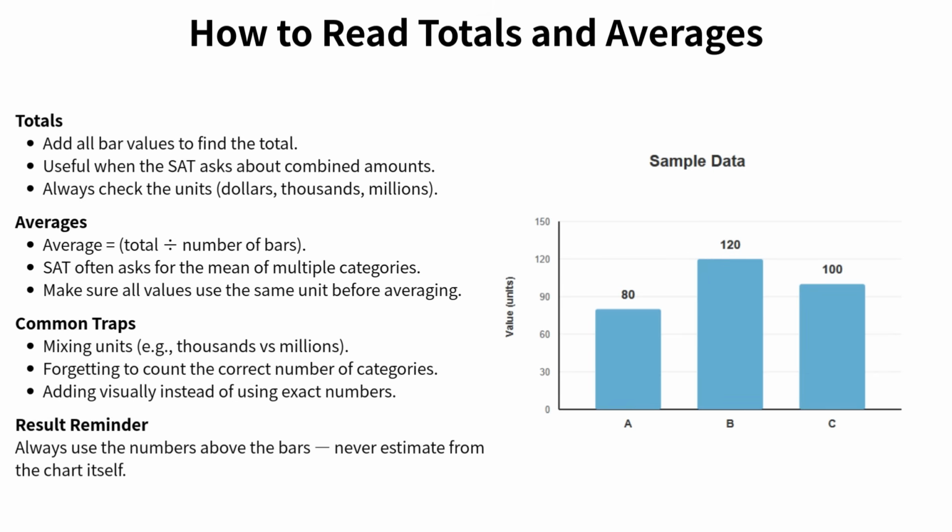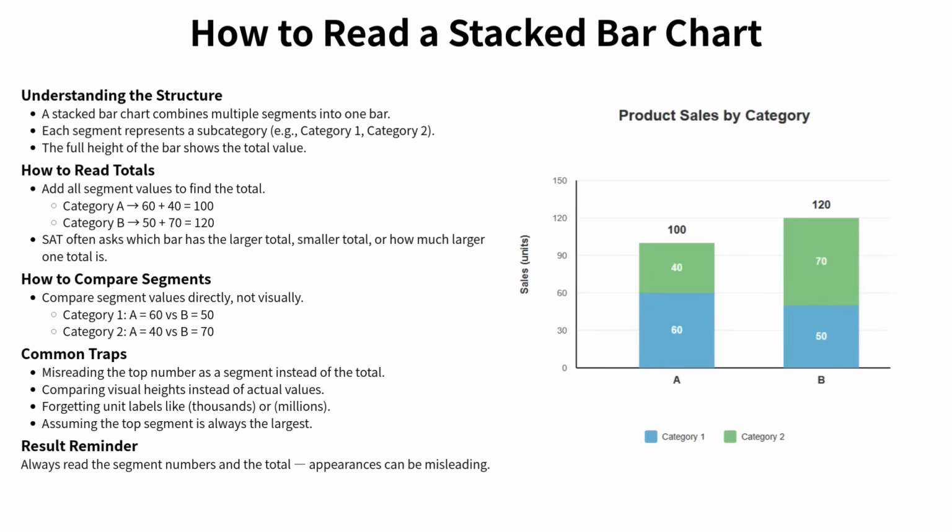Here's how to read a stacked bar chart accurately. A stacked bar chart shows both the total value of a category and how that total is divided into smaller parts. In this example, Category A consists of 60 units from Category 1 and 40 units from Category 2, giving a total of 100. Category B includes 50 units from Category 1 and 70 units from Category 2, for a total of 120. When the SAT asks which category is larger overall, your first step is to add the segment values. Never estimate totals by eye. The spacing and colors can make one bar appear similar in height even when the numbers differ.